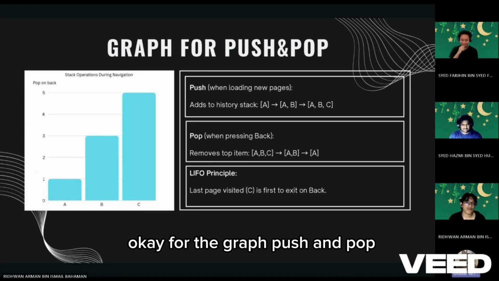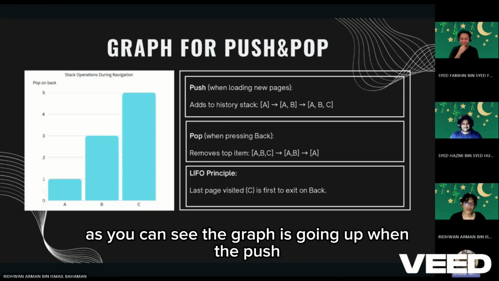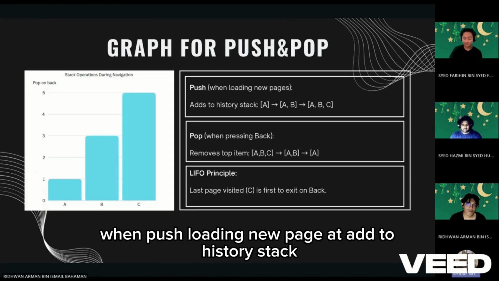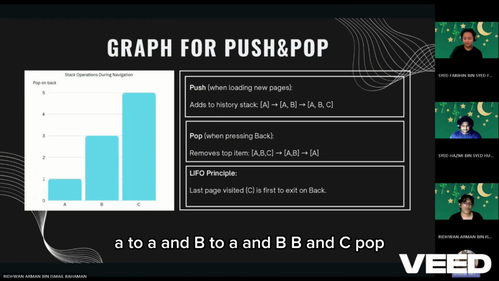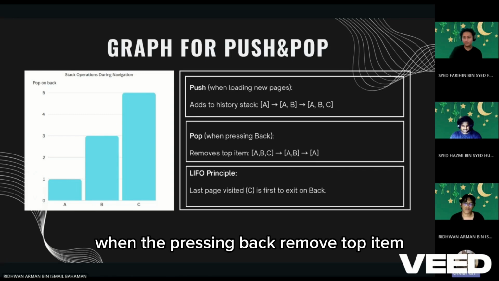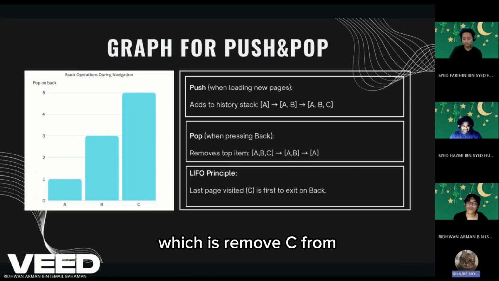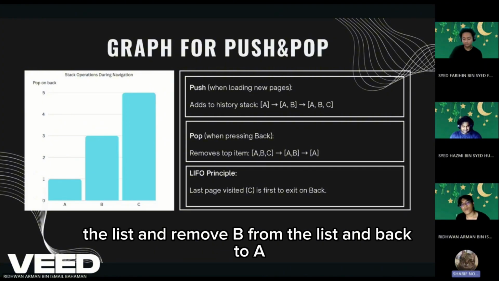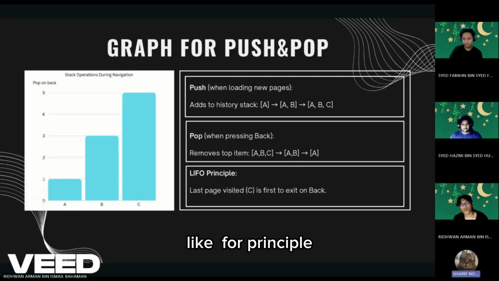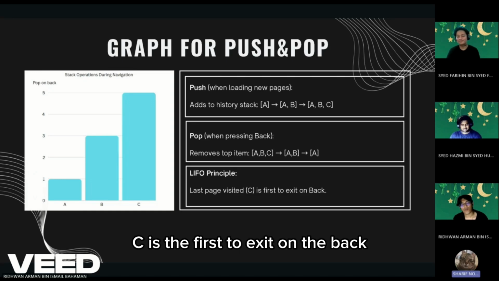For the graph of push and pop, as you can see, the graph goes up when pushing. Loading a new page adds to the history stack: A, then A and B, then A, B and C. Pop: when pressing back, it removes the top item, which removes C from the list, then removes B from the list, and goes back to A. LIFO principle: the last page visited, C, is the first to exit on back.